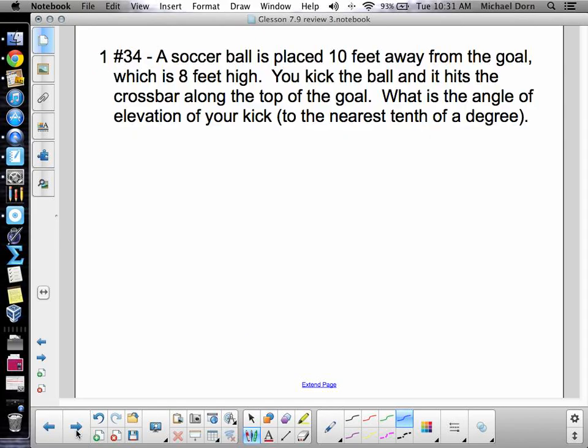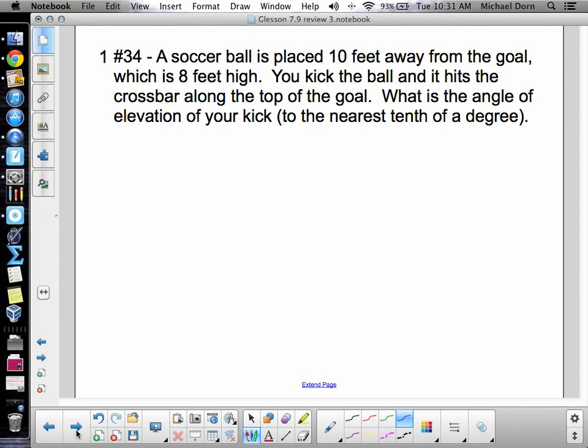Soccer ball is played, story problem. Soccer ball is played 10 feet away from a goal, which is 8 feet high. You kick the ball, it hits the crossbar on top of the goal. What is the angle of elevation of your kick to the nearest degree? Let's take it to the nearest degree. Story problem requires us to do that.